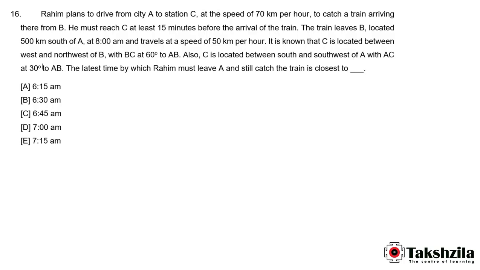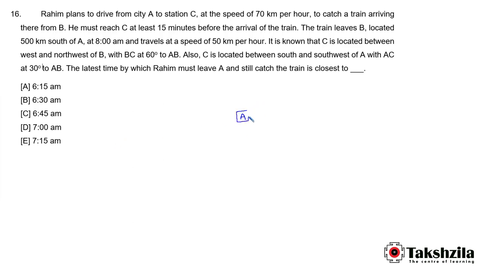Question says Rahim plans to drive from city A to station C at 70 km per hour to catch a train arriving there from B. He must reach C at least 15 minutes before the arrival of train. The train leaves B, which is located 500 km south of A. So let's have a look at it.